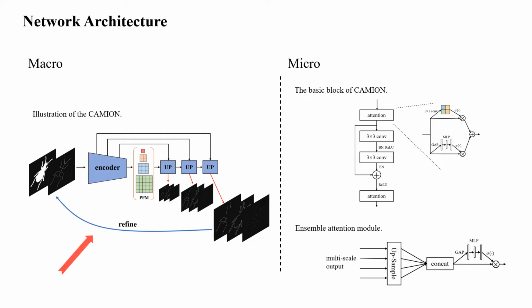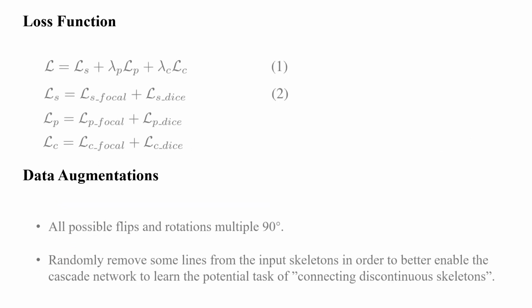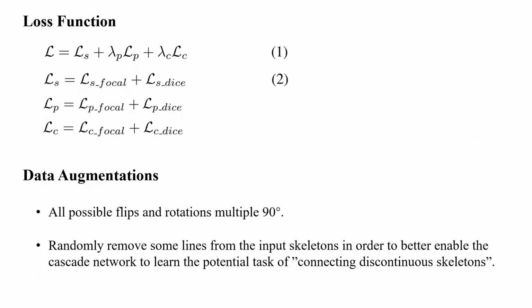At a micro level, we embed the concurrent spatial and channel squeeze and excitation module, spatial pyramid pooling module, and an ensemble attention module to our network. The overall loss is weighted by the skeleton extraction, feature point detection, and contour extraction losses. The weighting factor for the auxiliary tasks is set to 0.1. The losses for all three tasks are weighted by focal loss and dice loss.